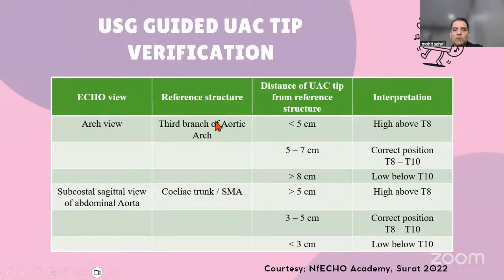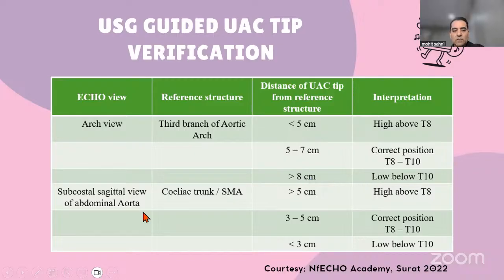In the arch view, when we measure from the third branch of the aortic arch, the ideal distance, the correct position, is if the tip is at 5 to 7 centimeters, which means it is at the level of T8 to T10. If it is less than 5 centimeters, it is high, above T8. And if it is more than 8 centimeters from there, it is lying low.